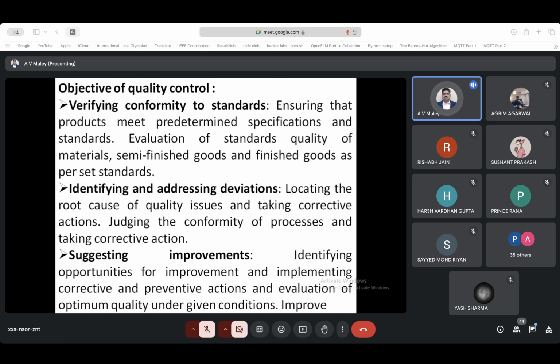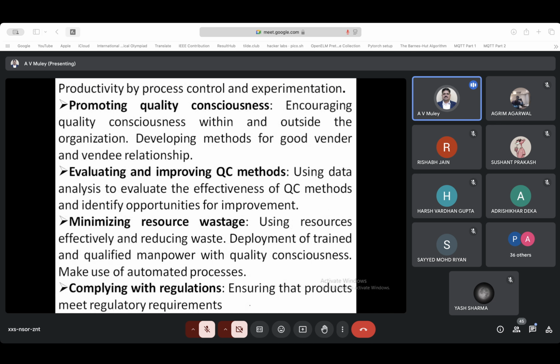So suggesting improvement. It's a continuous process basically. It is not that we have set the standard and we are getting the quality every time. So every time, depending upon the environment, depending upon the material, machine, etc., you have to carry out the process of improvement of quality in a continuous way. Then improve productivity by process control and experimentation. So naturally, if there is an enhancement of quality, that leads to increasing the productivity of the process. And for that purpose, we have to carry out the experimentation.